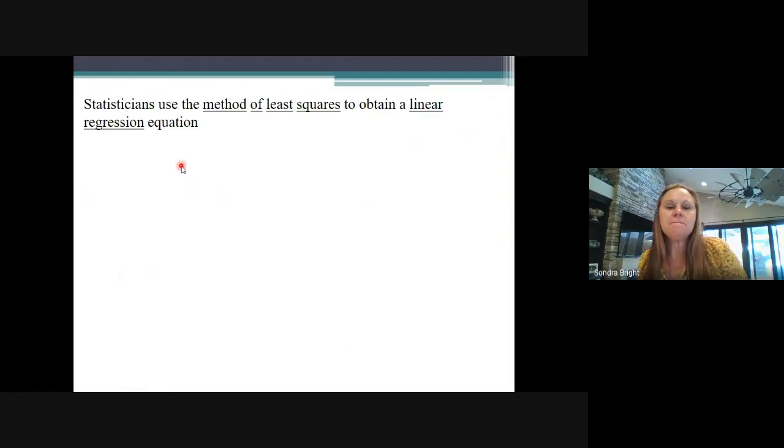Statisticians use the method of least squares to obtain a linear regression equation. You're used to seeing y equals mx plus b. Your graphing calculator is going to do it this way, where they give the y-intercept as a and the slope as b. So keep that in mind. It's not y equals mx plus b. It's y equals a plus bx.